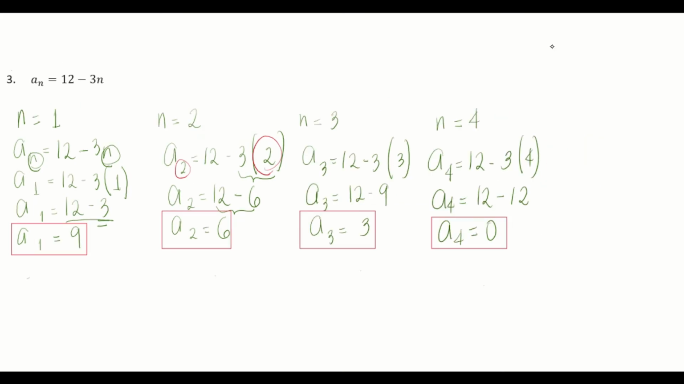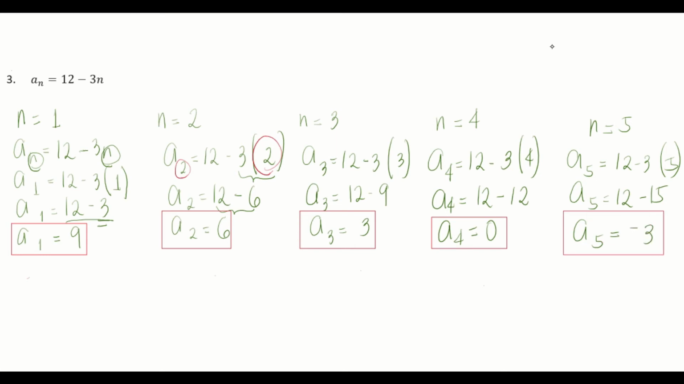For our fifth term, we have to substitute 5 to our variable n. So we have a sub 5 equals 12 minus 3 times 5. Our a sub 5 is 12 minus 15. Subtracting integers, our result is negative 3. So our fifth term is negative 3.